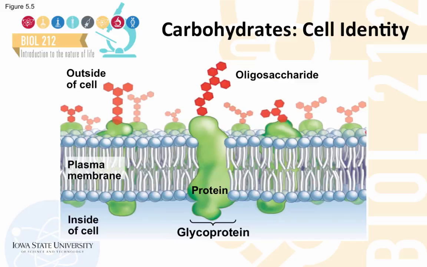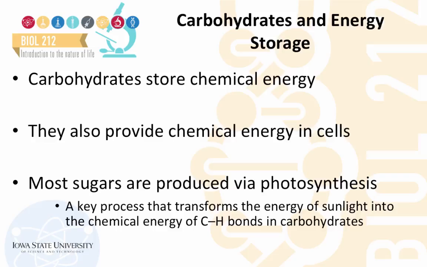As shown in this image, glycoproteins are embedded within the plasma membrane of a cell so that other cells around this particular cell can recognize and interact with it. Carbohydrates perform an important role in storing chemical energy. They're also responsible for providing that chemical energy when cells are in need of it.